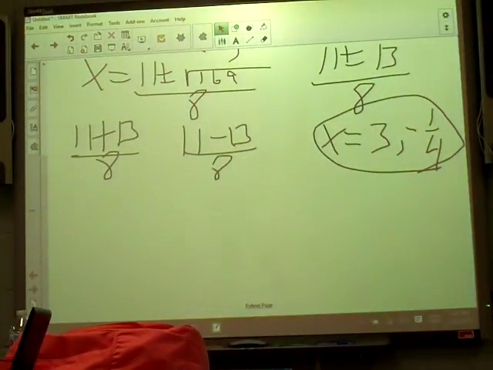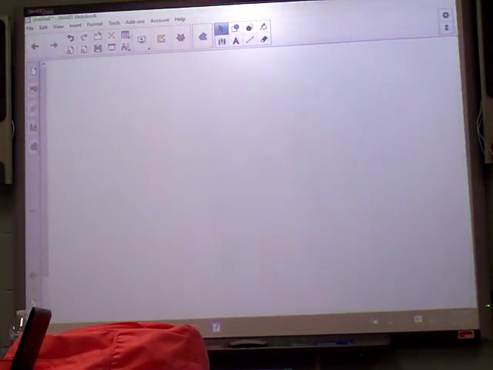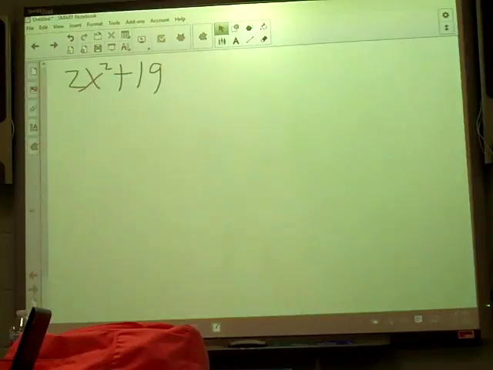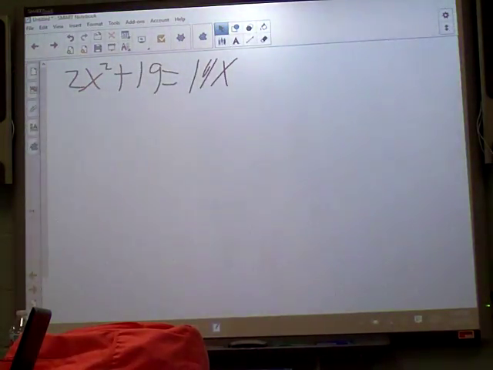Alright, nothing too bad, nothing too hard. Y'all are good at this in Algebra 2. You're still going to be good at it. This one says 2x squared plus 19 is equal to 14x. 2x squared plus 19 is equal to 14x.